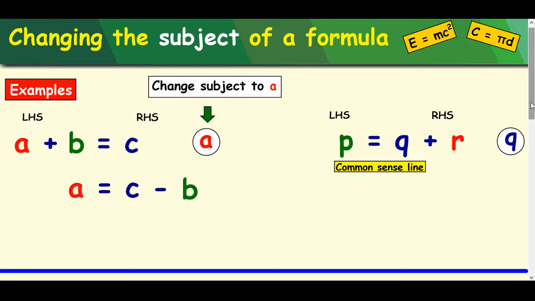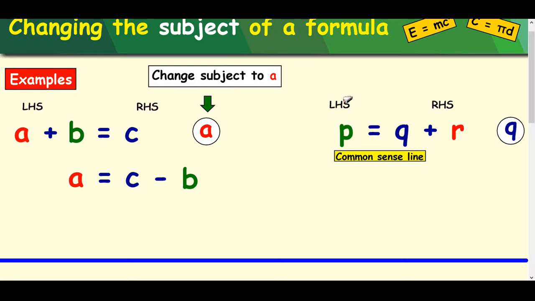Okay, let's look at the next one. So on the left-hand side, I've got P, on the left-hand side of the equal sign. On the right-hand side, I've got Q plus R. Now I'm trying to make Q the subject. That's a bit in the circle here. Now I quite often do this, called a common sense line. I'll get the Q over here. I'll just switch both sides about, like this. So you see the right hand side became the left hand side, and the left hand side became the right hand side, because I wanted the subject on this side.